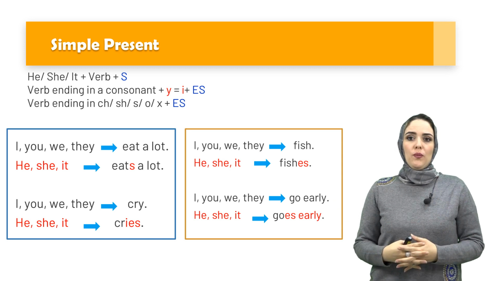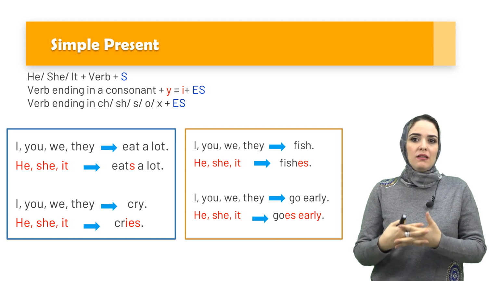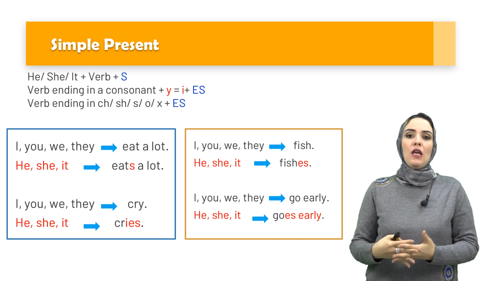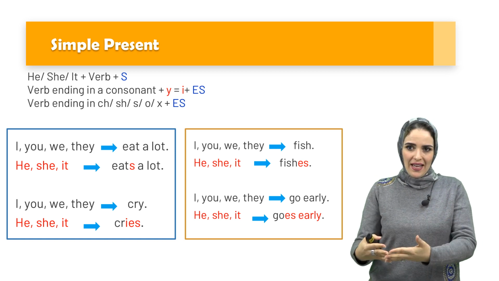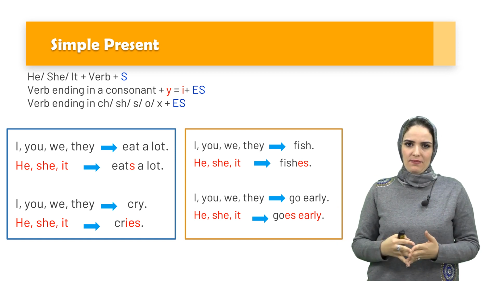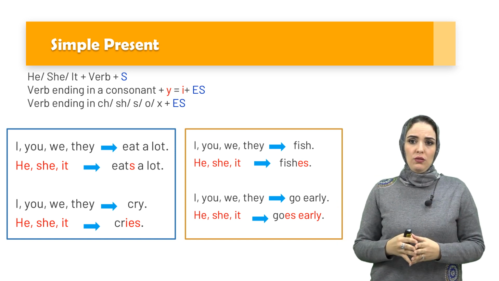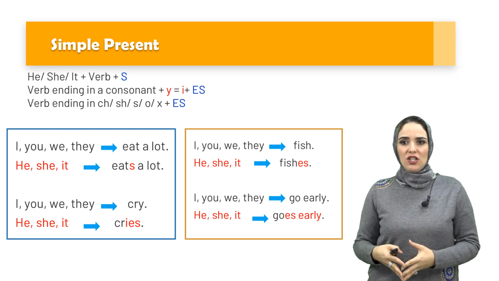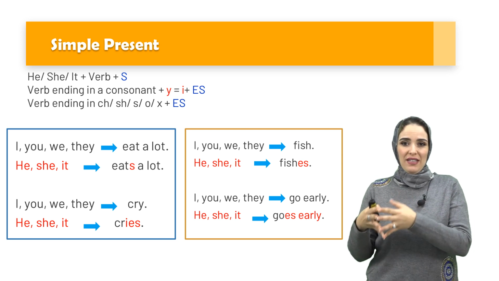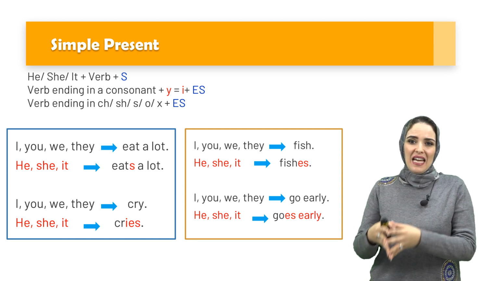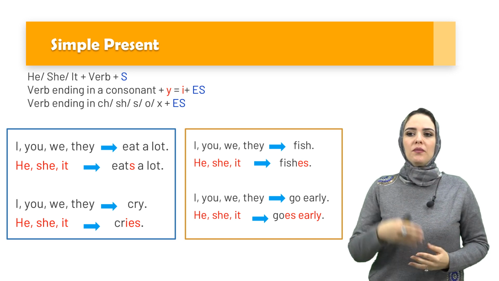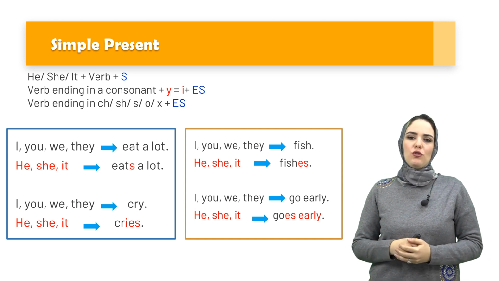A second rule, the verbs that end in a consonant plus Y, the Y changes into I and we add ES. The third rule, when we have verbs ending in CH, SH, S or O, even X, we add ES and not only S to facilitate the pronunciation. The following examples are going to be of great help.